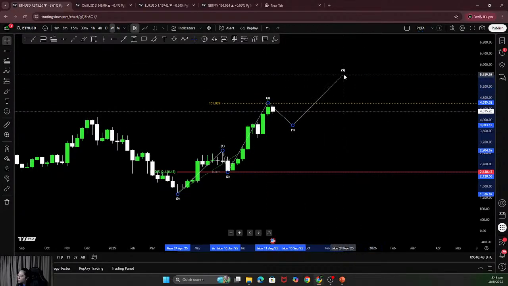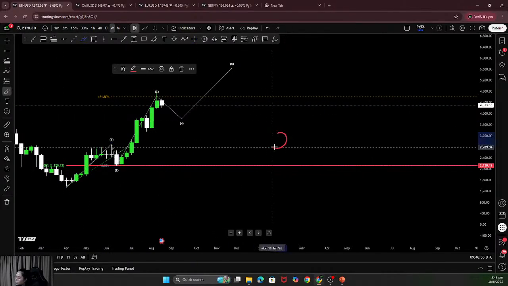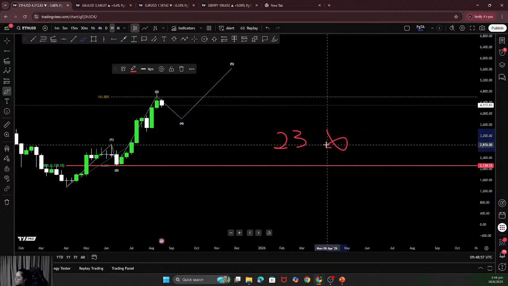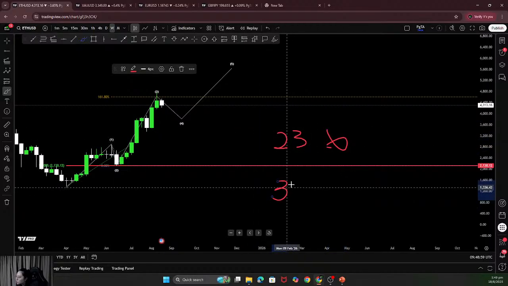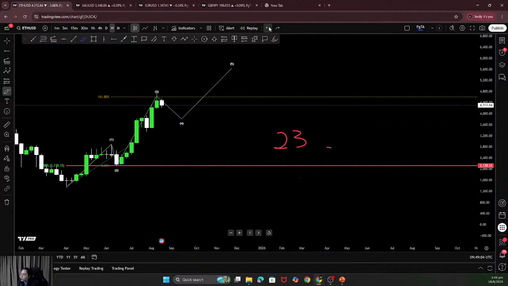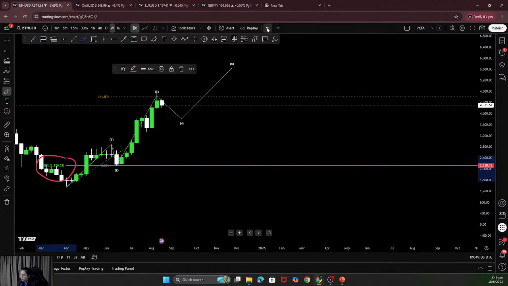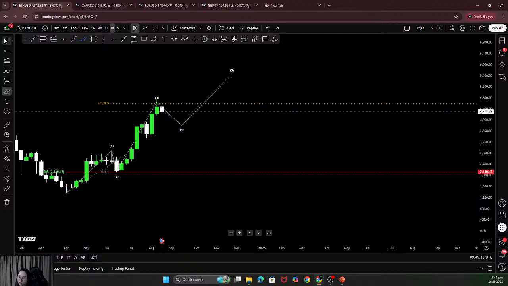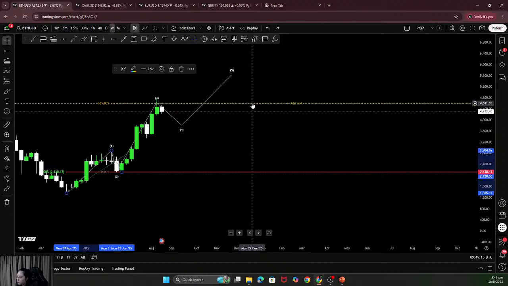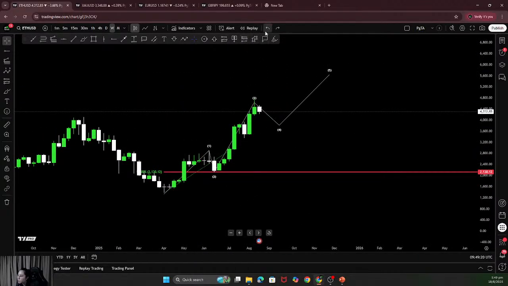So the requirement for wave 4 is this. If wave 2 pulled 50%, usually wave 4 will pull 23.6% or 38.2%. These are the two levels that wave 4 usually pulls back to if wave 2 pulls 50%. So based on guidelines, hey Jamilu, welcome. Based on guidelines, we have seen everything working out nicely.